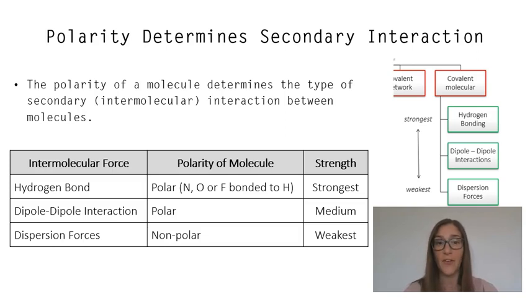There are three main types of secondary interactions or intermolecular forces. There are hydrogen bonds between polar molecules that contain nitrogen, oxygen, or fluorine bonded to a hydrogen. These are the strongest interactions. The next ones are dipole-dipole interactions. These are between polar molecules. And the last one are dispersion forces, which are between non-polar molecules, and these are the weakest.